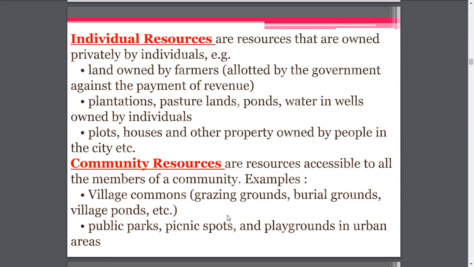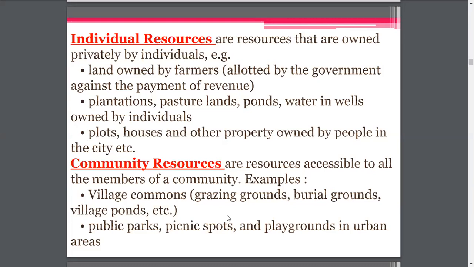Here the examples are given: land owned by farmers, plantations, pasture lands, ponds, watering wells owned by individuals, plots, houses, and other property owned by individuals in the city, etc. So that means other people can't use that. It's our own property, our own resources. So we name it as individual resources.